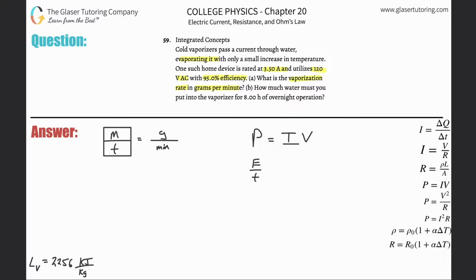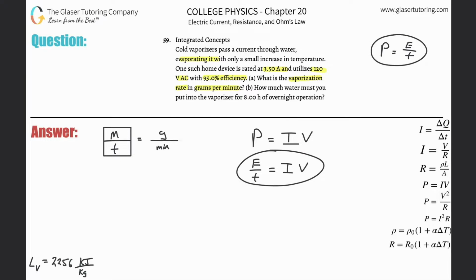So I'm just simply going to plug in E over T, and I'll get my I over here, and then I got my V. That comes simply from the formula from way back when, that power is equal to energy over time. So now that I know this relationship, I'm starting to say, interesting. Here I have my energy, and here I have my time.